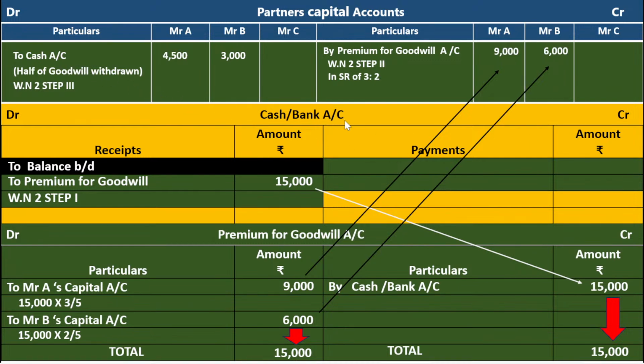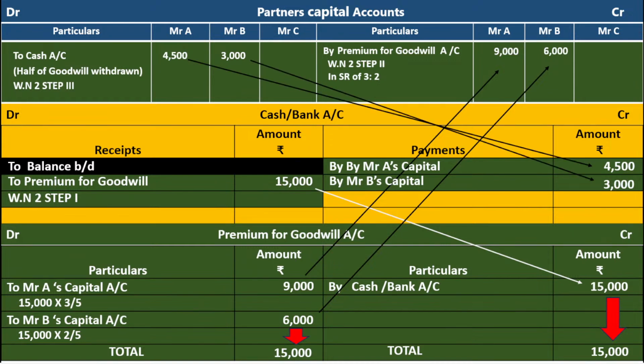So cash or bank account is credited by Mr. A's capital. It is repeated, you write only one time. Amount is rupees 4,500. From where have I taken it? By Mr. B's capital account, 3,000. I have taken this amount from the partners' capital accounts. One more time you check it. 3,000. Everybody understanding it?